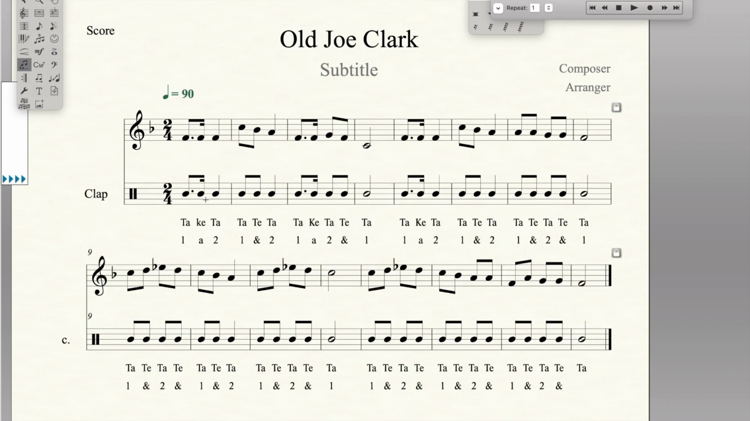Okay, ta ke ta, ta ke ta, ta te ta, ta ke ta te ta, ta ke ta, ta te ta, ta te ta te ta. Ta te ta te ta te ta, ta te ta te ta, ta te ta te ta te ta te ta te ta.